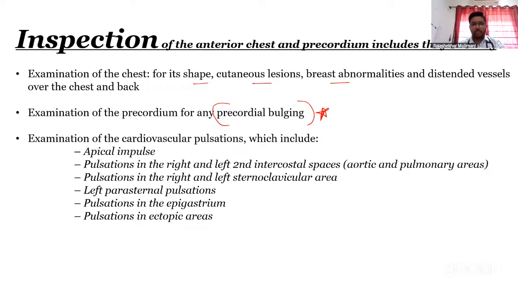And you need to examine the cardiovascular system for pulsations in different sites. One is the apical impulse. Then pulsations in the right and left intercostal spaces, traditionally called the aortic and pulmonary areas. You also need to look for pulsation elsewhere, like the sternoclavicular area, suprasternal area, parasternal area, epigastrium, and some ectopic beats if they are there. So we cannot miss any obvious visible pulsations during examination. If you miss them and the examiner finds them, then it can be a problem.